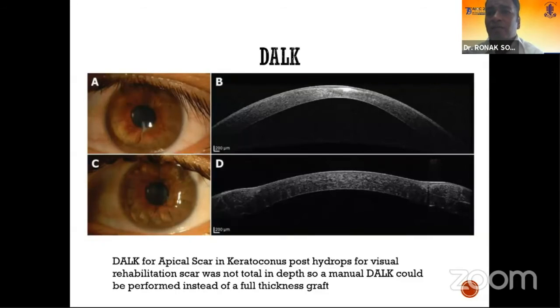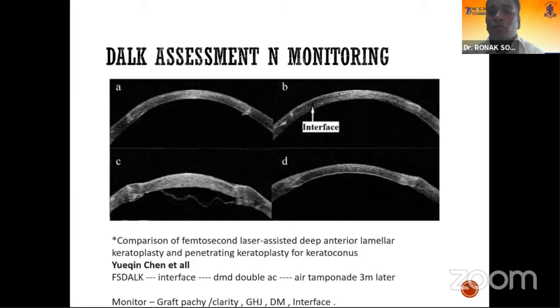The case of an apical scar in keratoconus, where the apical scar was not involved in the deeper layers, and therefore a manual DALK could be performed instead of a full thickness graft, just based on the depth assessment. In DALK, or any other graft, you basically have to look at the pachymetry, the graft clarity, the graft host junction, the Descemet membrane, and the interface.